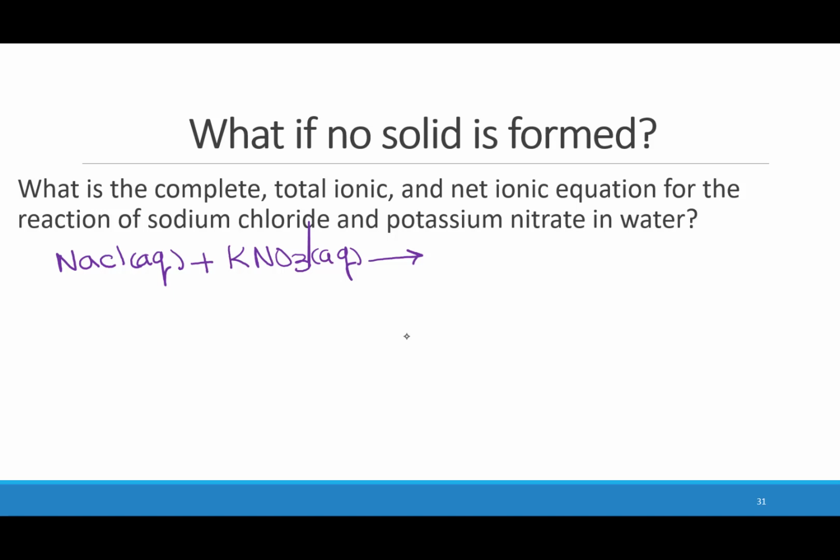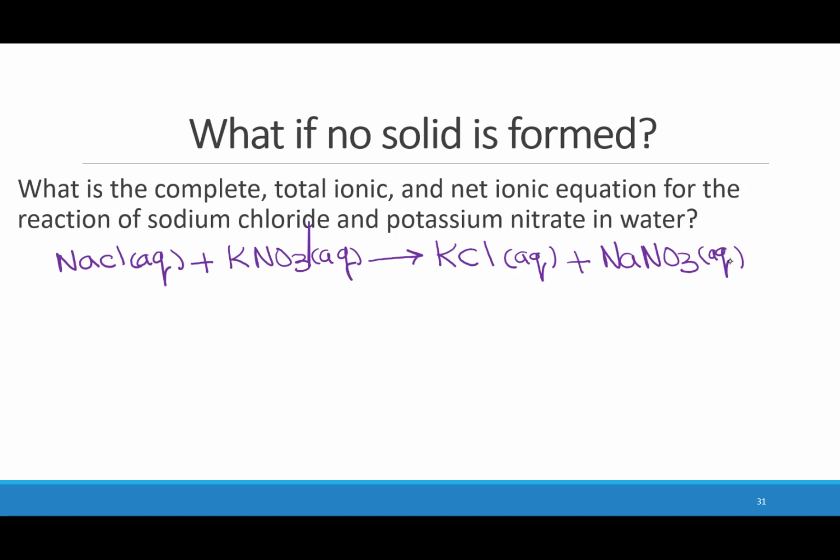Okay. Which produces potassium chloride and sodium nitrate. And if you look at your solubility handout, these two products are both in aqueous state because these are group 1 cations. Then group 1 cation with any anion produces a soluble compound. Okay. Then you have to balance it.